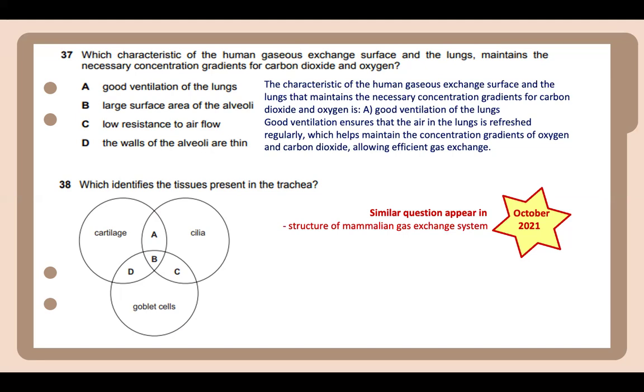Which identifies the tissue present in the trachea? This is also a similar question which already appeared in October 2021. The question is related to the structure of the mammalian gas exchange system, and the answer for this question will be B.